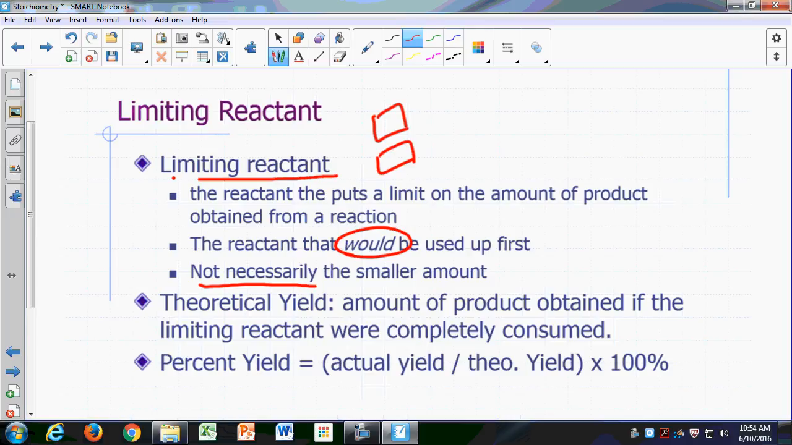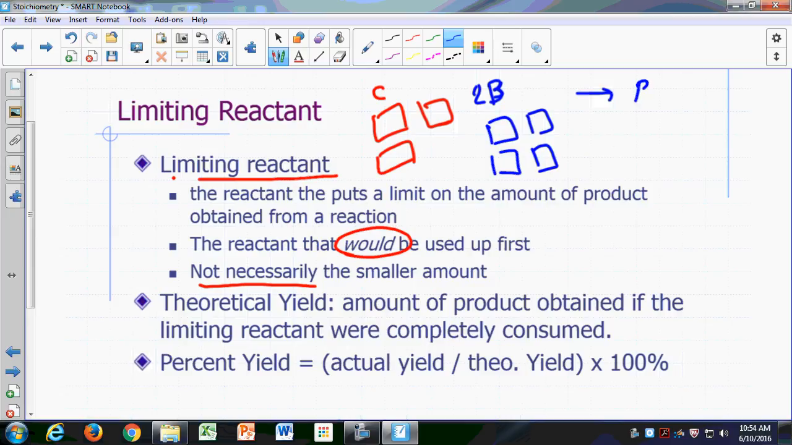Let's say I have 3 slices of cheese, and let's say I have 4 slices of bread. To make a sandwich, I'm going to need 2 slices of bread to react with 1 slice of cheese. A sandwich would have a formula of B2C. So C plus 2B would be a reaction, yields B2C.